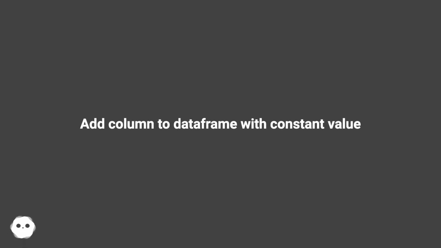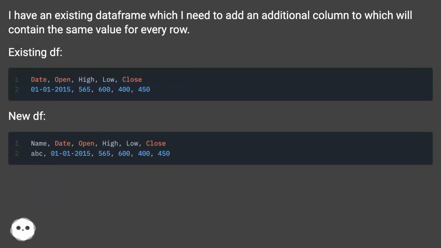Add column to Dataframe with constant value. I have an existing Dataframe which I need to add an additional column to, which will contain the same value for every row. Existing df. New df.